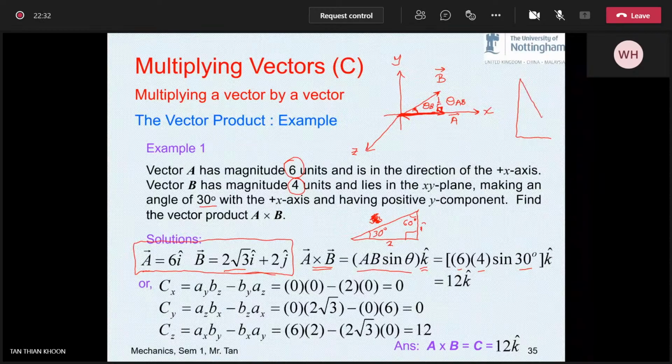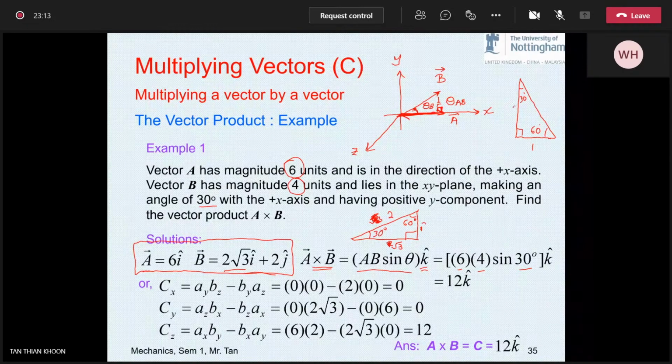Sir, should be root 3. Is it? No. I thought this vertical line should be square root of 3. Reverse. Sorry? The 2 should be at the hypotenuse, and root 3 should be at the bottom. Yes, I misplaced it. Yeah, thank you. It should be: here is 2, here is root 3.